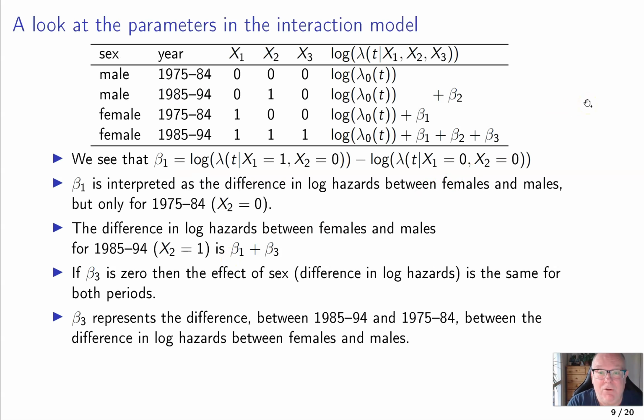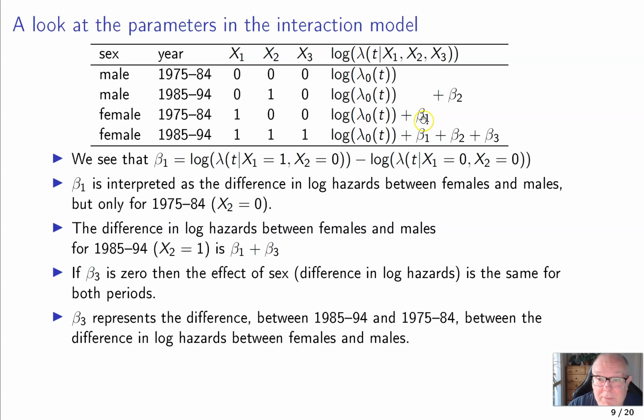So let's have a look at the covariate and the parameter estimates. We have x1 is for sex, x2 is for period, x3 is the interaction, and x3 takes the value 1 only when x1 and x2 are 1. Now let's have a look at beta 1. If we take this expression here and subtract this expression here, this is beta 1, exactly as we did before.